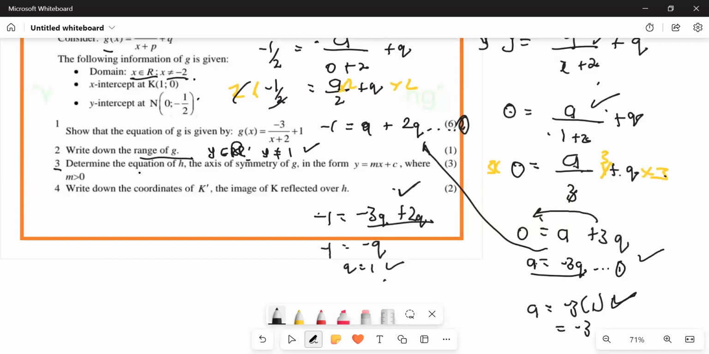Okay, number 3. Determine the equation of H, the axis of symmetry of G, in the form of y is equal to mx plus c. How are we going to get that one? We take this part. It says, number 3, y is going to be equal to x plus 2 plus 1. And then we give you 1 mark for this. And then it says x plus 3. We give you 3 marks all in all.